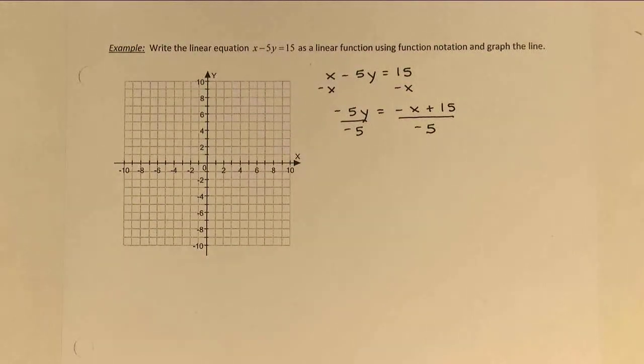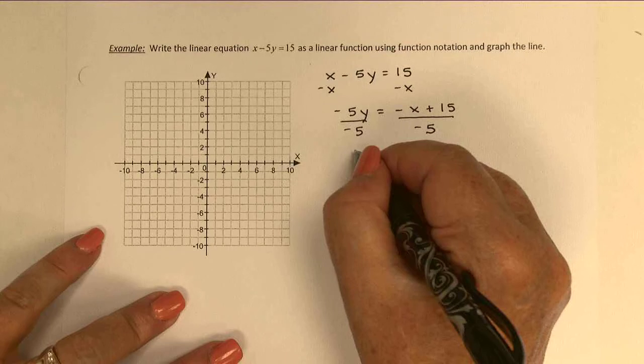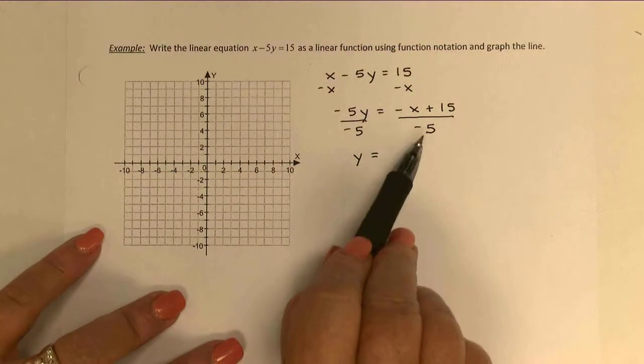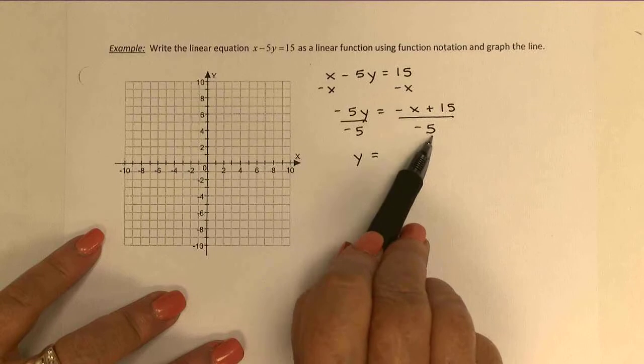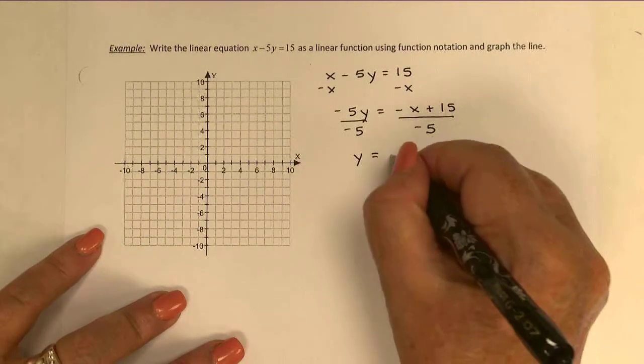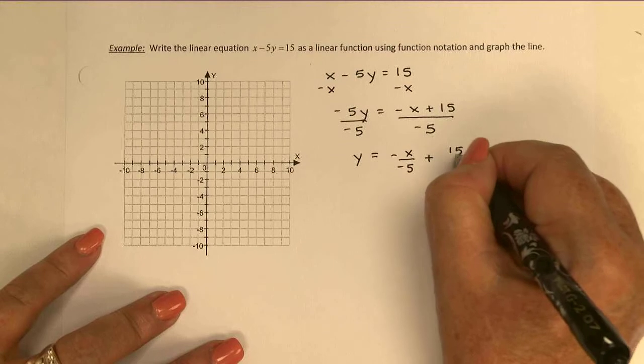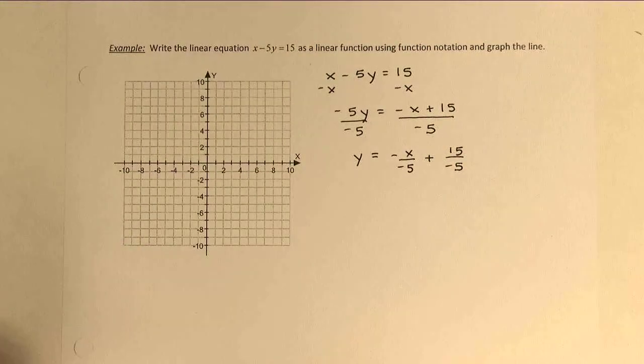Be a little bit careful. This is an easy place to make a mistake. The left-hand side, of course, is now just y. But on the right-hand side, that negative 5 does have to divide both terms. I'm going to write this one out just so you can see it. Negative 5 divides both the negative x and the 15.